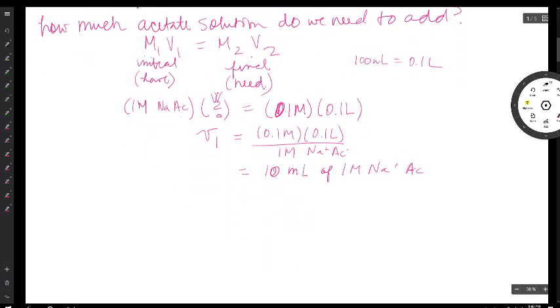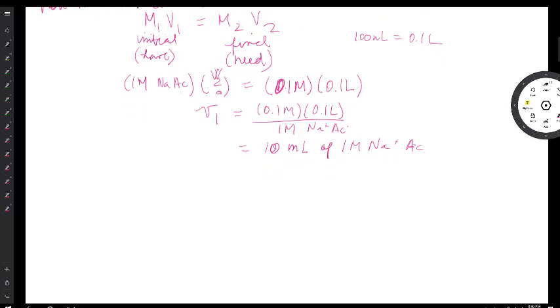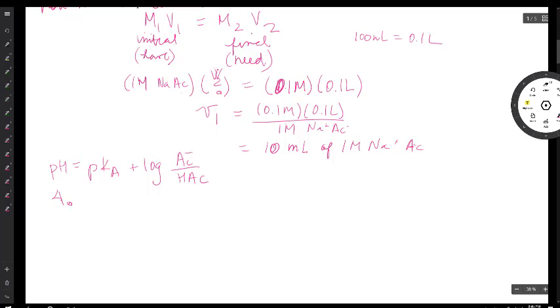Then we need to figure out how many milliliters of 6 molar HCl do we add. And this is where things get a little more complicated. So we're going to set up our Henderson-Hasselbalch equation. So we'll write that again down here. pH is equal to pKa plus the log of AC minus over HAC. We want a pH of 4. We know the pKa is 4.7 plus, we don't know the ratio of AC minus to HAC.